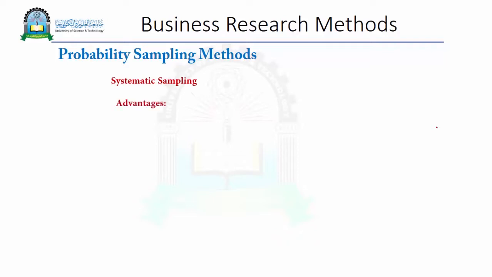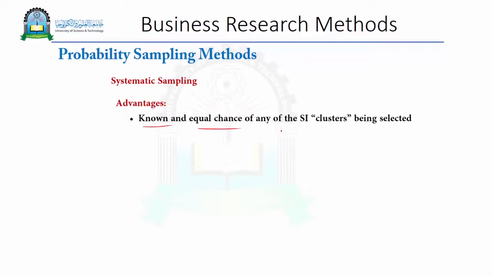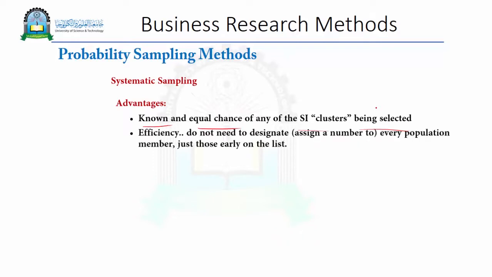The advantages of systematic sampling are, again, known and equal chances of any of the clusters, or the sampling intervals, or the units being selected. Efficiency, because you do not need to designate or assign numbers to every population member, just those early on the list. So in simple random sampling, we take the names or number the names and then put them in a box or a hat, and then do the drawing of the sample.